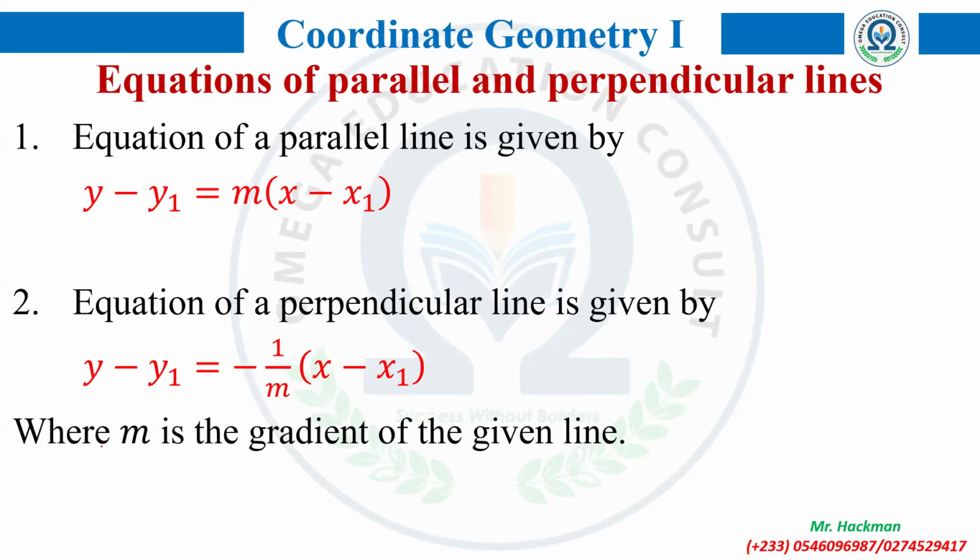Here, m is the gradient of the given line. So if the given line has gradient m, the parallel line will have the same gradient. That's why we substitute the gradient here. However, if the gradient of the given line is m, we know that the gradient of the perpendicular line will be the negative reciprocal of the gradient of the given line. That's why we have negative 1 over m here. So just know how to quote these. This is for parallel, this is for perpendicular. You are good to go. All correct?